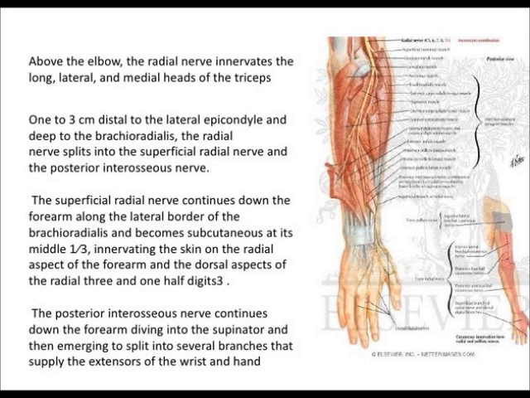the radial nerve splits into the superficial radial nerve and the posterior interosseous nerve. The superficial radial nerve continues down the forearm along the lateral border of the brachioradialis and becomes subcutaneous at its middle margin. It innervates the skin of the radial aspect of the forearm and the dorsal aspect of the radial 3 and 1/2 digits. The posterior interosseous nerve continues down the forearm, passing into the supinator and then emerging to split into several branches that supply the extensors of the wrist and hand.